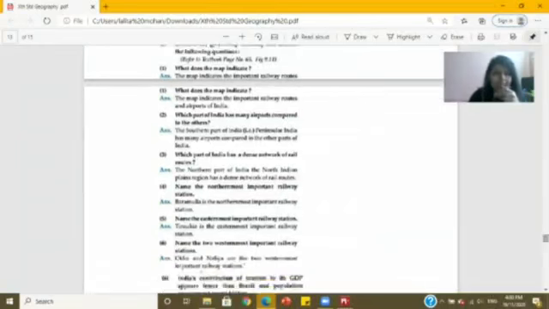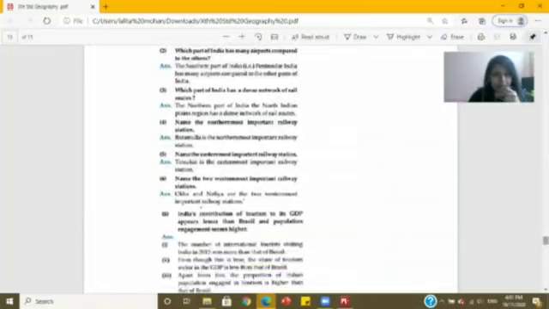Fourth question, name the northernmost important railway station. Answer is Baramulla. Fifth, name the easternmost important railway station. Answer is Tinsukia. Sixth question, name the 2 westernmost important railway stations. Answer is Okha and Naliya. This is in the western part.